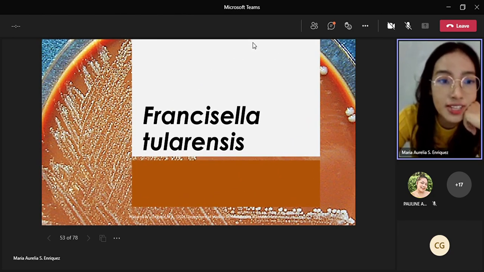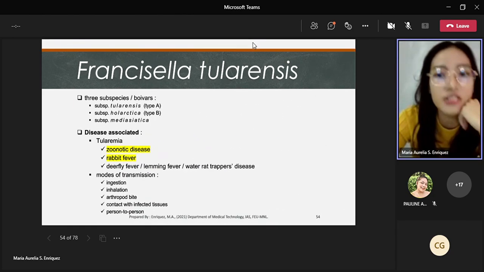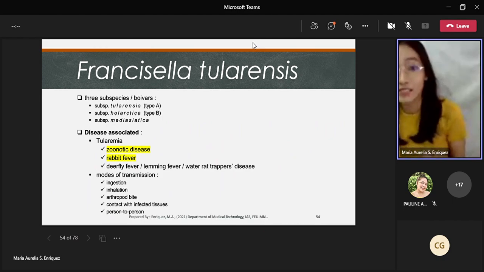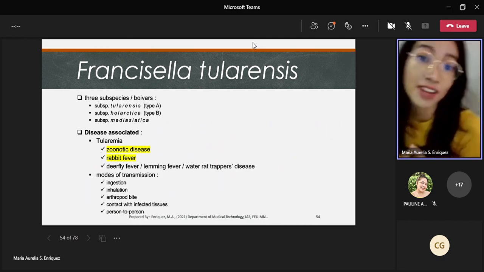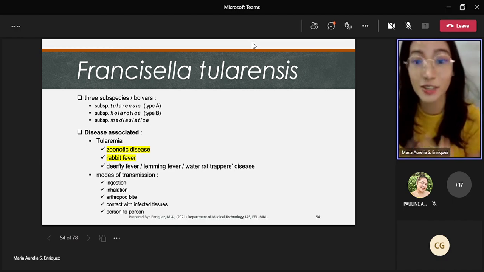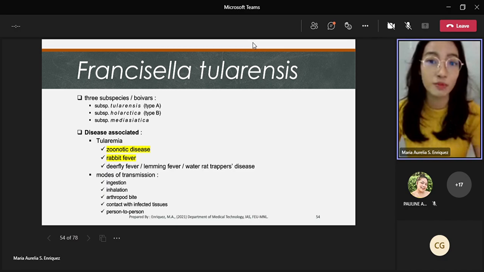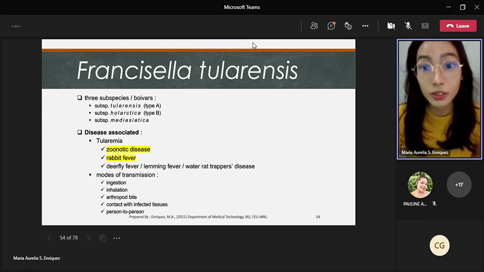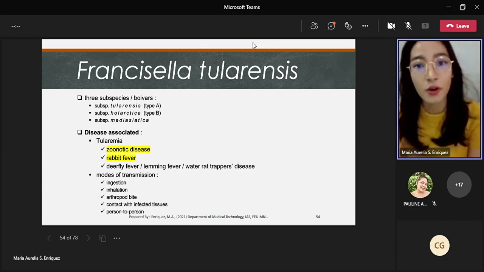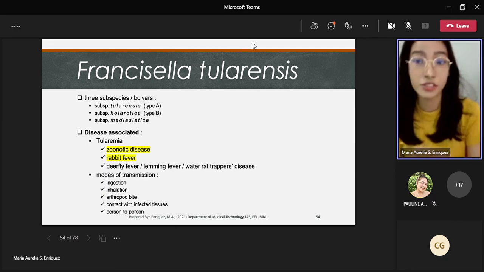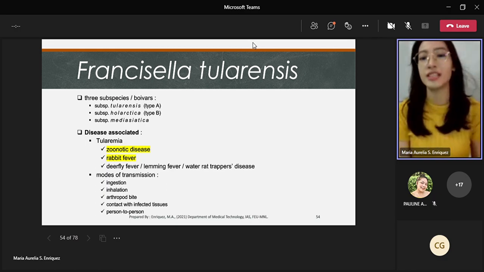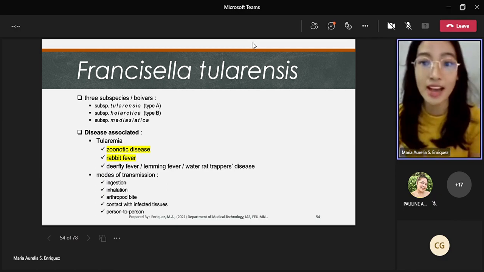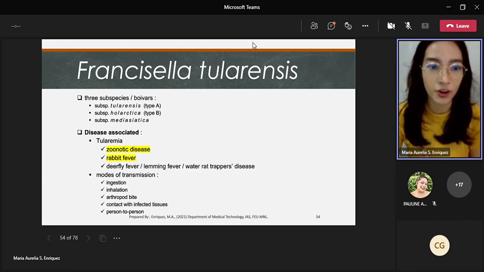Ayan, next po is Francisella tularensis. So Francisella tularensis has 3 subspecies, namely Francisella tularensis subspecies tularensis, and then subspecies holarctica, and then subspecies mediasiatica. Alright, so tulad ng Brucella and tulad ng Pasteurella, ayan po, Francisella is also a zoonotic pathogen that causes tularemia, also known as the rabbit fever.